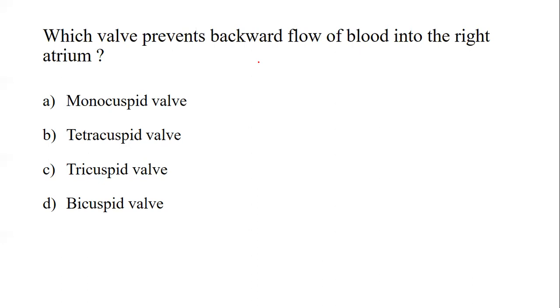We know that on the right side we can expect 2 valves. One is the tricuspid and the other is the pulmonic valve. Then there is a clue, that is into the right atrium. We know that there is only one valve situated between the right atrium and right ventricle, that is the tricuspid valve. So this is the correct answer.